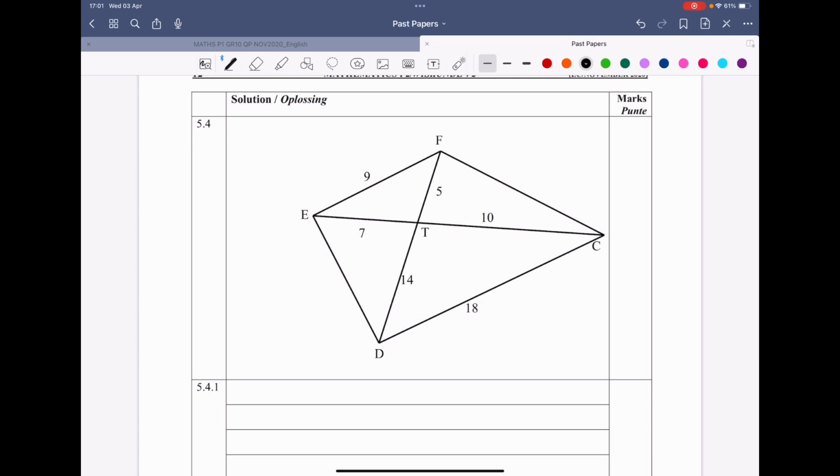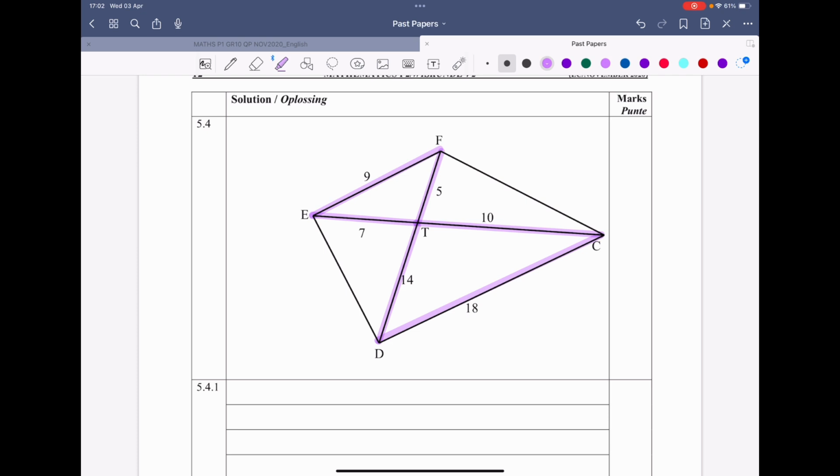Alright, so for question 5.4, I'm given this shape and I'm told the length of all these sides. And the first question is prove that triangle EFT, which is that one, is similar to triangle DCT, which is that one. So I want to prove that these are similar. So what I'm going to do is look at the length of the sides.